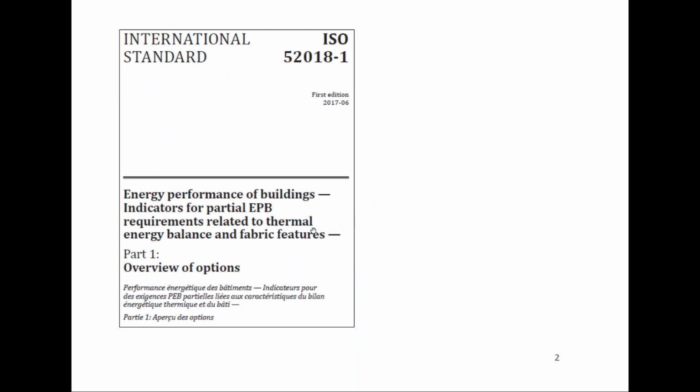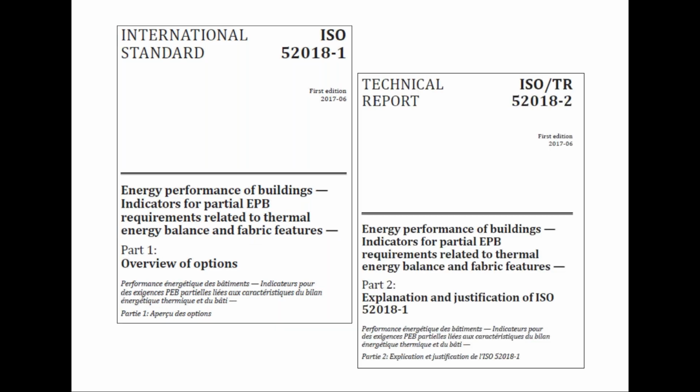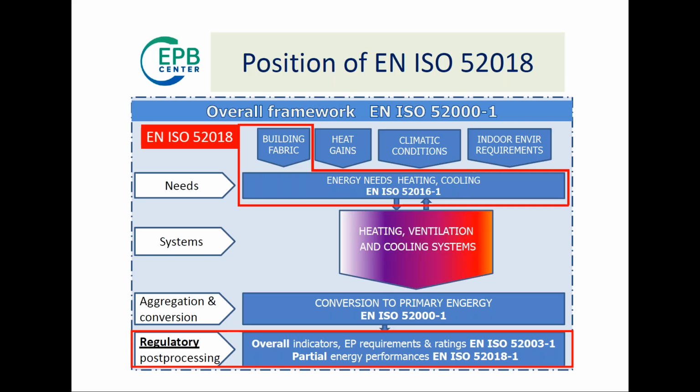Here we see the title. It concerns indicators for the partial EPB requirements related to either the thermal energy balance, so the energy needs, or the temperatures, and related to the fabric features. Part 1 only gives a brief overview of the options and reporting tables, and Part 2, the technical report, gives further extensive explanation.